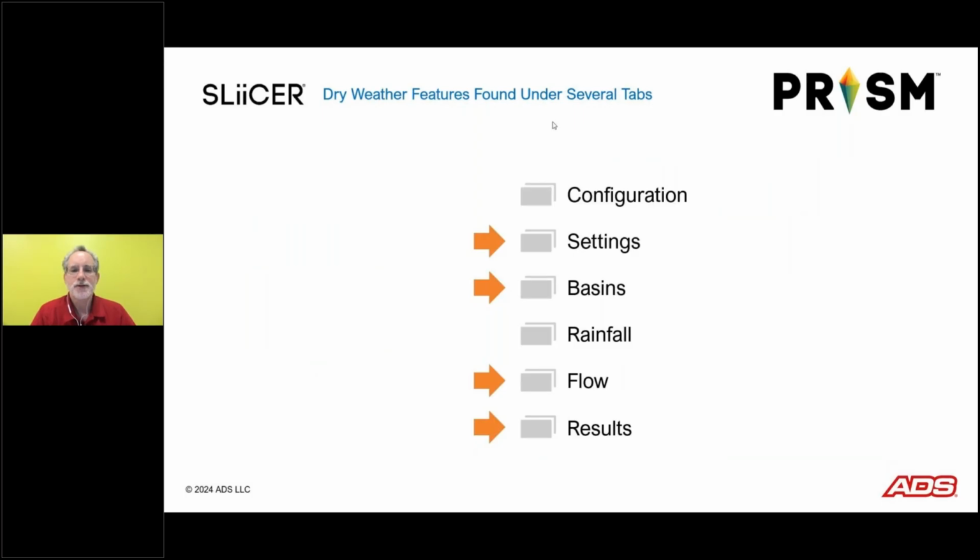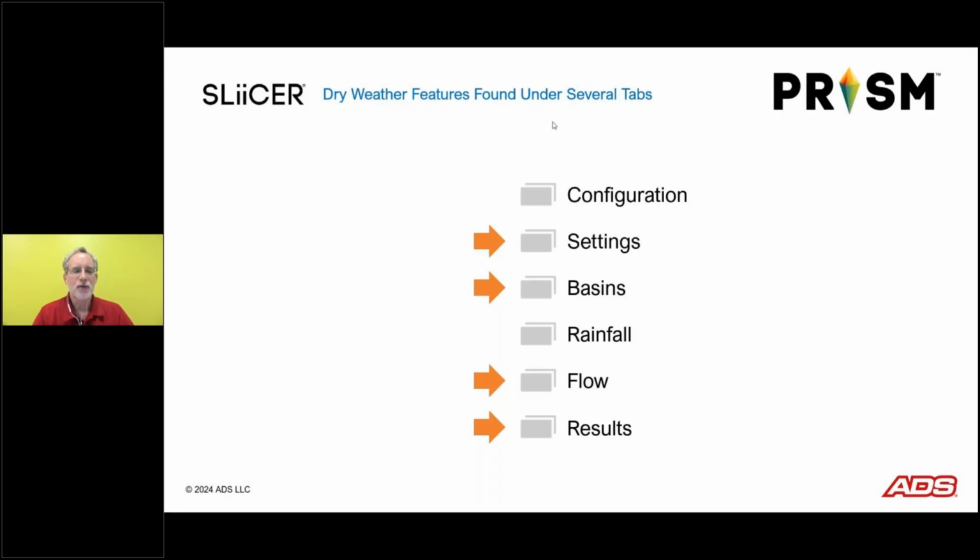Now, you'll find inside SLiiCER, we operate under the concept of a SLiiCER study. So a SLiiCER study is just a collection of flow monitors, a collection of rain gauges for a specified time period. And we refer to that in SLiiCER as a study. And once you create a study in SLiiCER, that study is then managed under 6 tabs. So there's a configuration tab, there's a settings tab, there's a basins tab, rainfall, flow, and results.